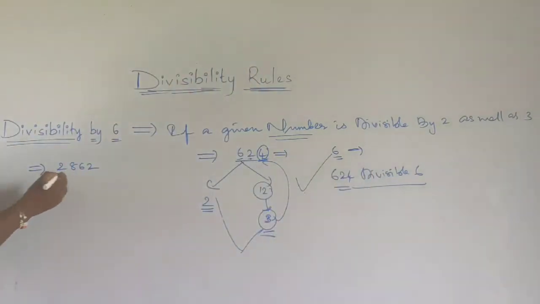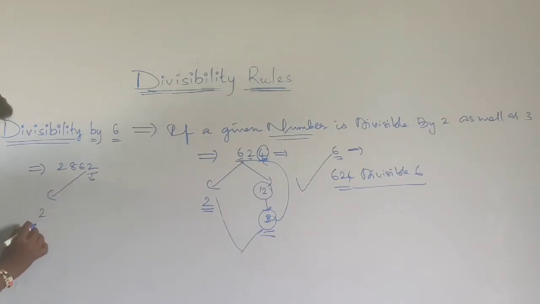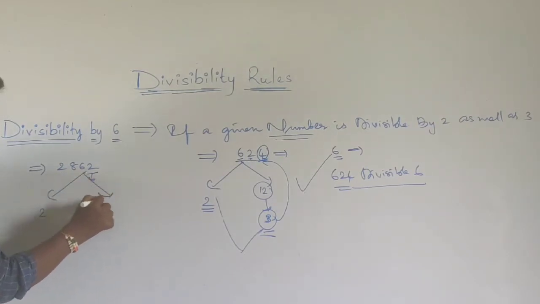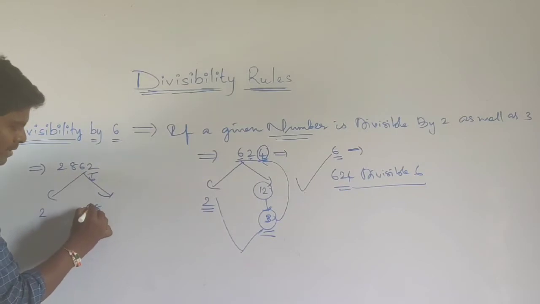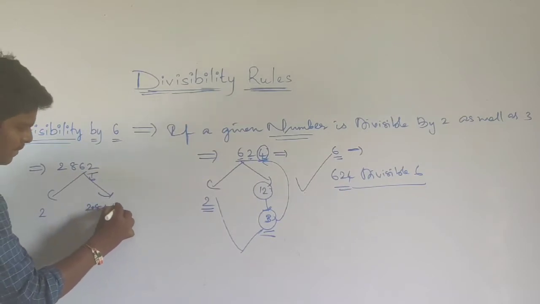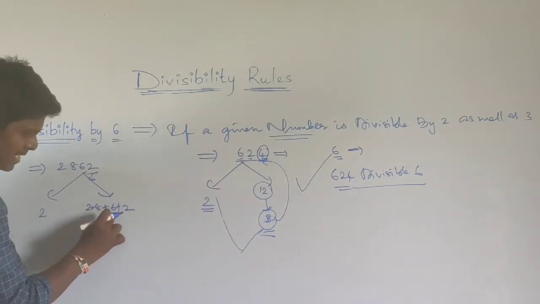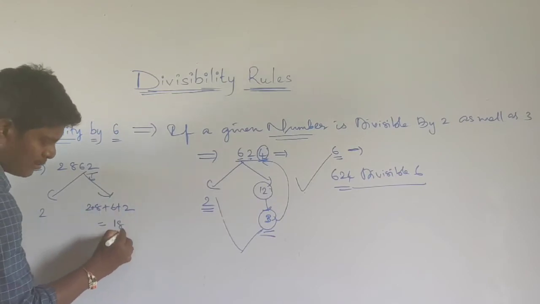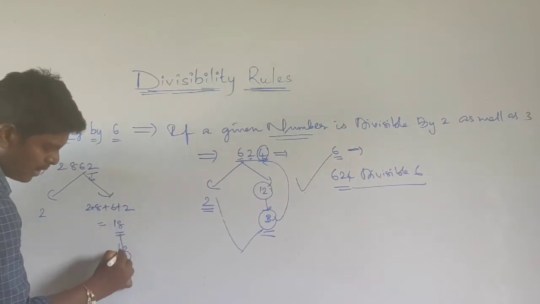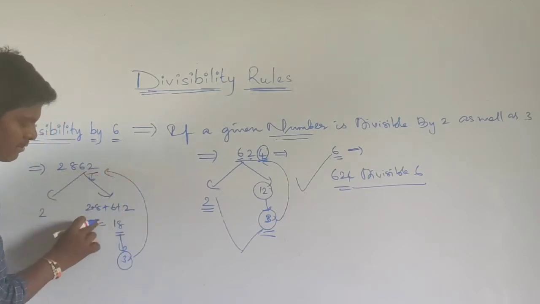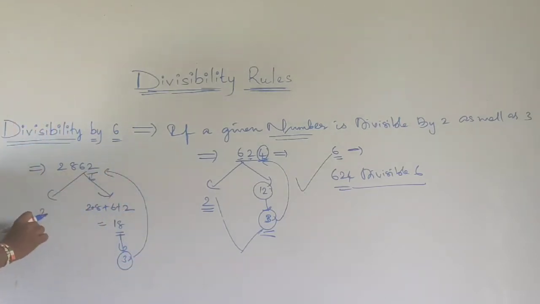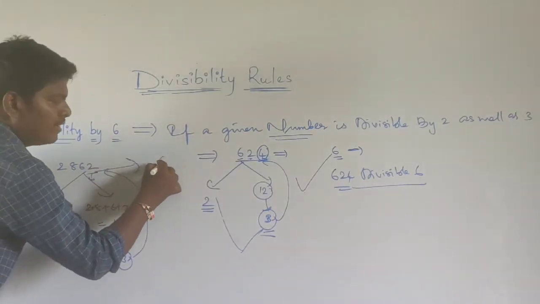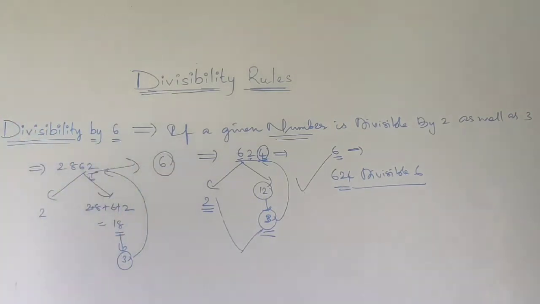Just listen. In the ending we have 2, so this is divisible by 2. And the sum of the digits: 2 plus 8 plus 6 plus 2. So 10, 16 and 18. 18 is a multiple of 3, so this number is also divisible by 3. So it means this number is divisible by 2 as well as 3, so it is also divisible by 6.